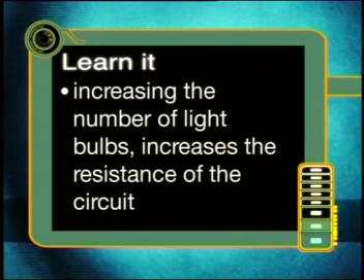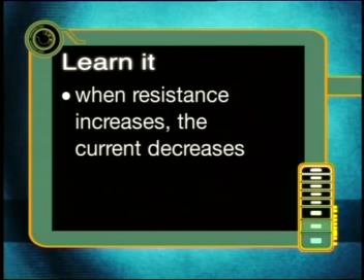Besides our light bulbs glowing more dimly as we increase the number of bulbs in series, what else is important in our circuit that we must take note of? Well, as we increase the number of light bulbs, we are also increasing the resistance of the circuit. And as our resistance increases, so the current in the circuit must decrease. Adding resistors in series has the same effect as increasing the length of the conductor. The longer the conductor, the greater the resistance, the smaller the current.